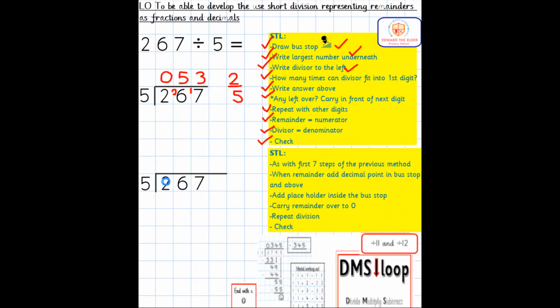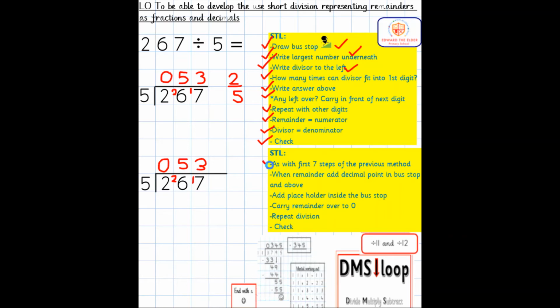How many 5s can I get into 2? I can get no 5s, so I carry over the 2. How many 5s can I get from 26? I know I can get 5 5s, and I would have 1 to carry over. How many 5s can I get out of 17? I know I would have 3, and I would have to carry over 2.